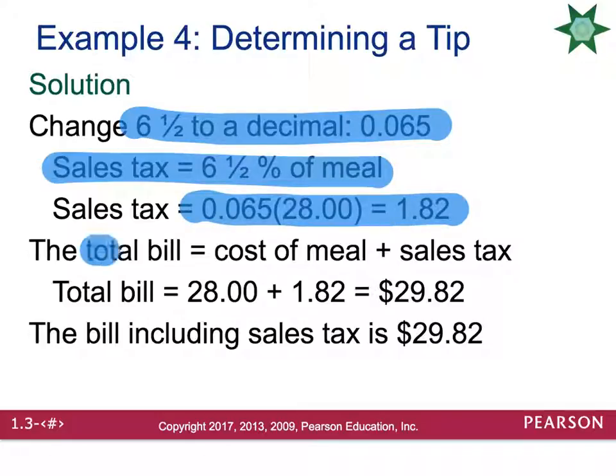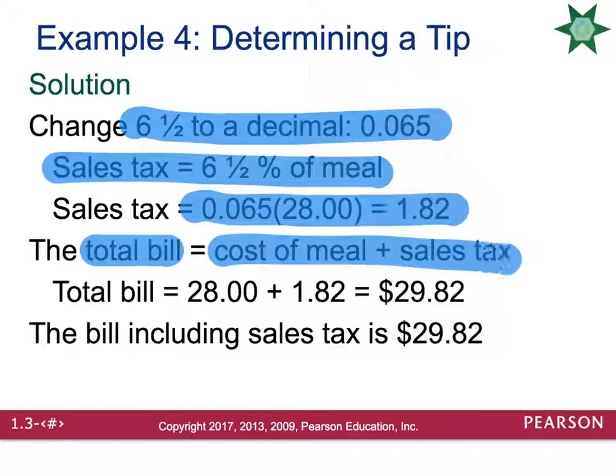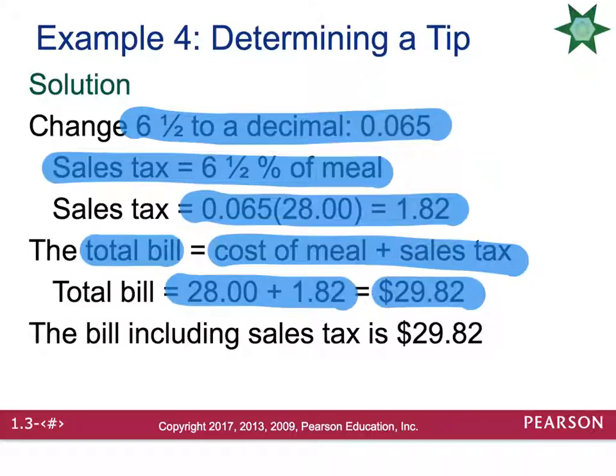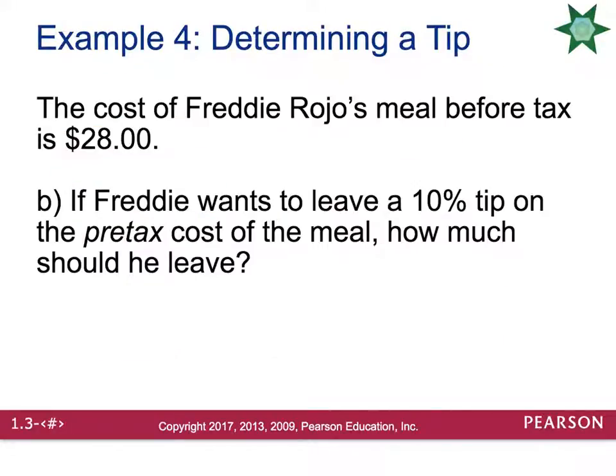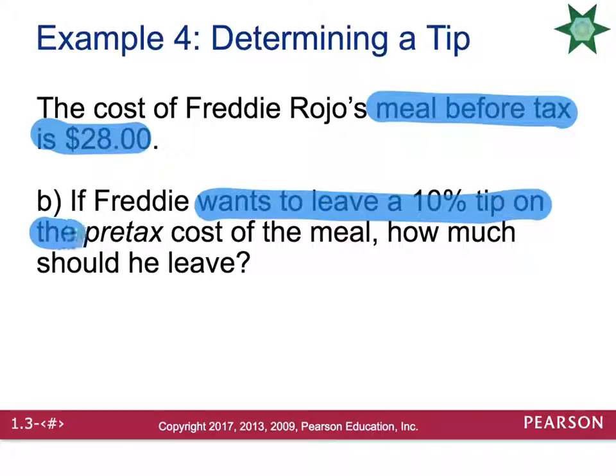So the total bill is the cost of the meal plus sales tax. The total bill is 28 plus 1.82, which is 29.82. The bill including sales tax is 29.82. Now let's go back to the meal before tax. He wants to leave a 10% tip on the pre-tax cost of the meal first. So how much should he leave?